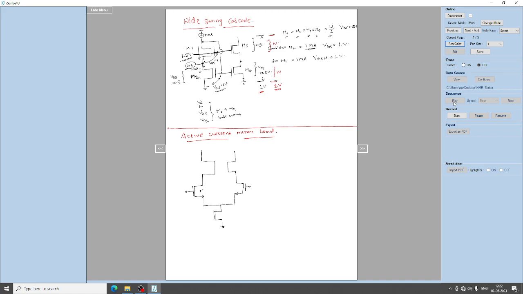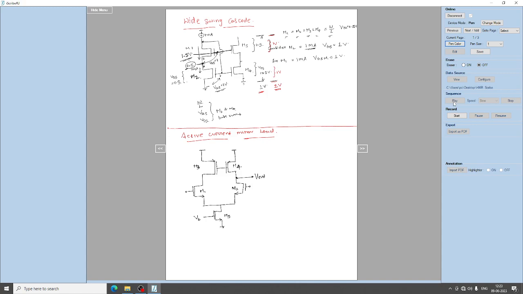So M1 and M2 are NMOS transistors and M3 and M4 are PMOS transistors here. Another transistor, M5, is also an NMOS transistor, which we are biasing externally. To get a single ended output here, we are using a single ended output. So this is the Vout.